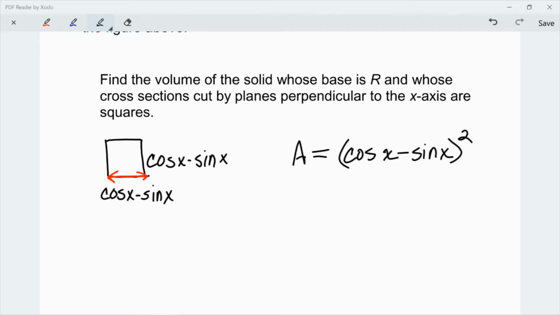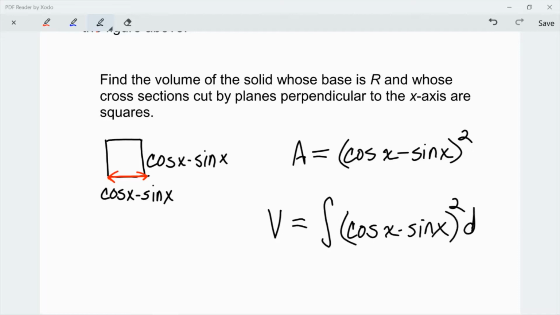Okay, so now I need to give each one of these square pieces a thickness to create a volume. Since I'm perpendicular to the x-axis, the thickness of my square is going to be dx. So for the volume then, all I have to do is add up all of those pieces. I'm going to come back to the limits of integration in a second, but I know that I'm going to use my area, cosine x minus sine x, and then I'm going to square it because it's a square, and then give it a thickness of dx.